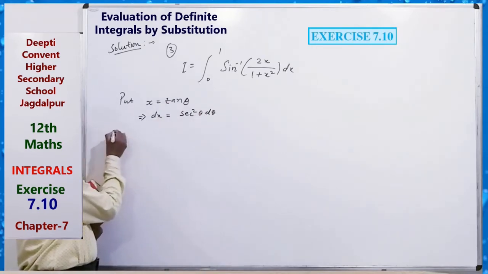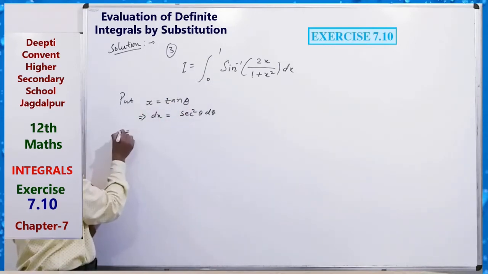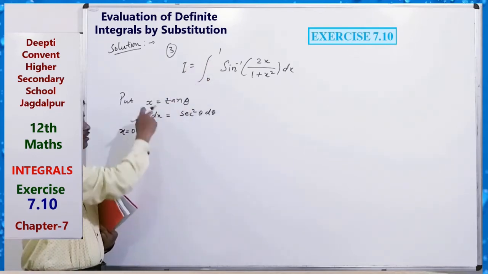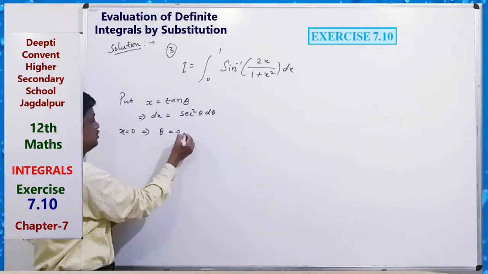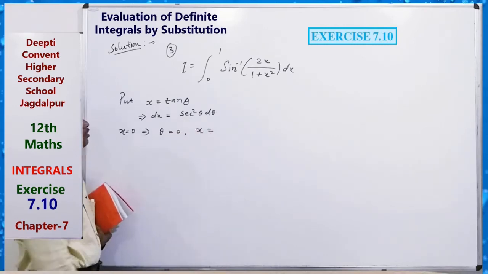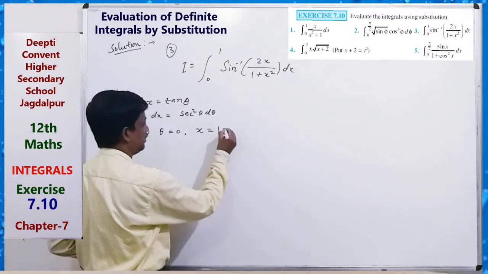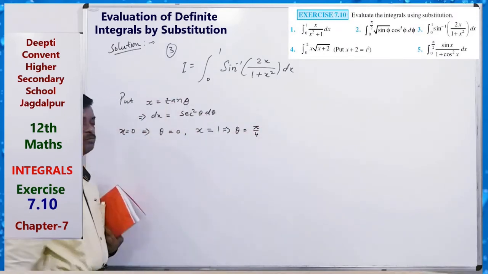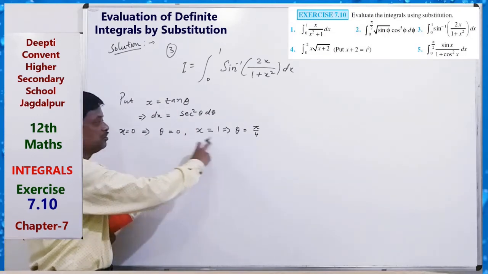And for the limits, if x equals to 0, then tan theta equals to 0, means theta equals to 0. And if x equals to 1, then theta equals to what? Tan theta equals to 1, so theta is pi by 4. So our new limit will be 0 to pi by 4.